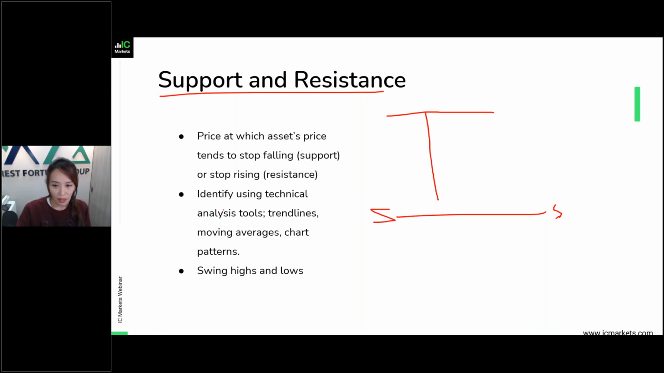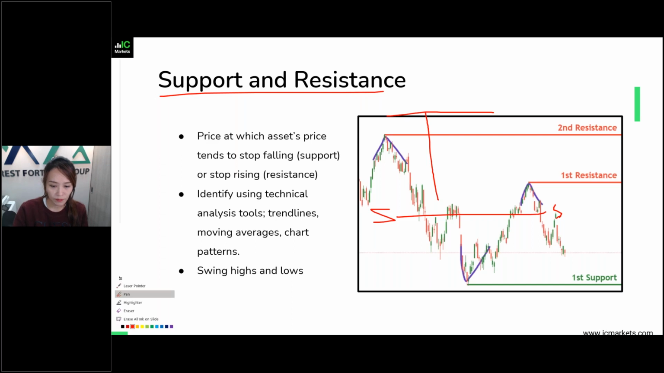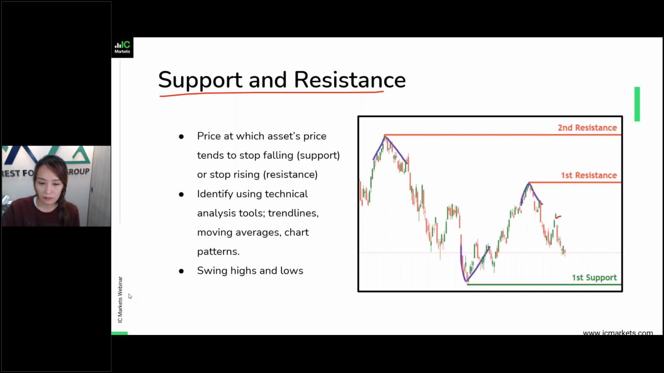You can use technical analysis too, like trend lines, moving averages, or chart patterns to help you identify support and resistance as well. And we use swing high and swing low to identify support and resistance. The technique is, if you don't know how to find support and resistance, you can change the chart to the line chart, easier for you to identify.